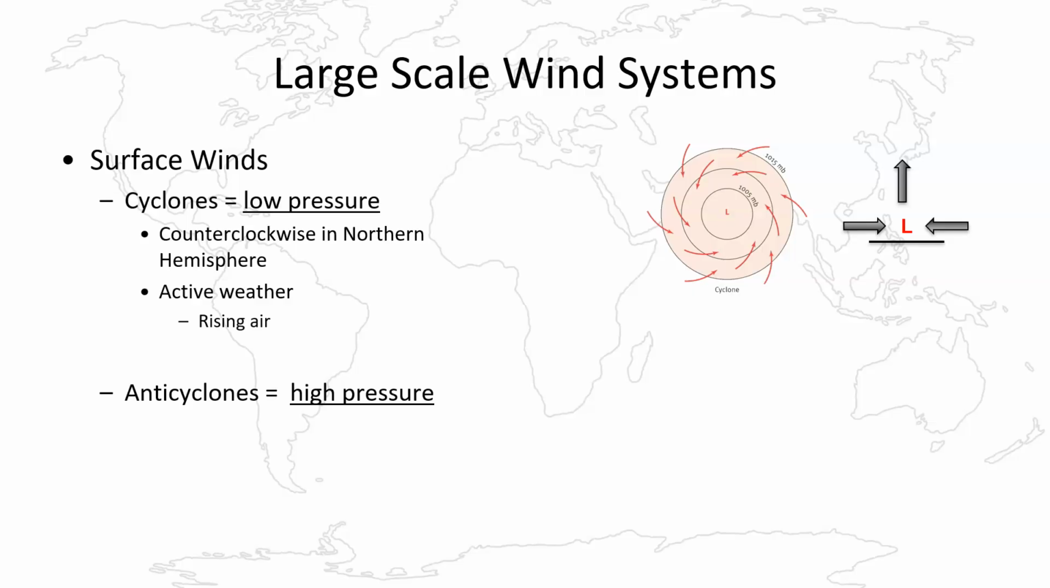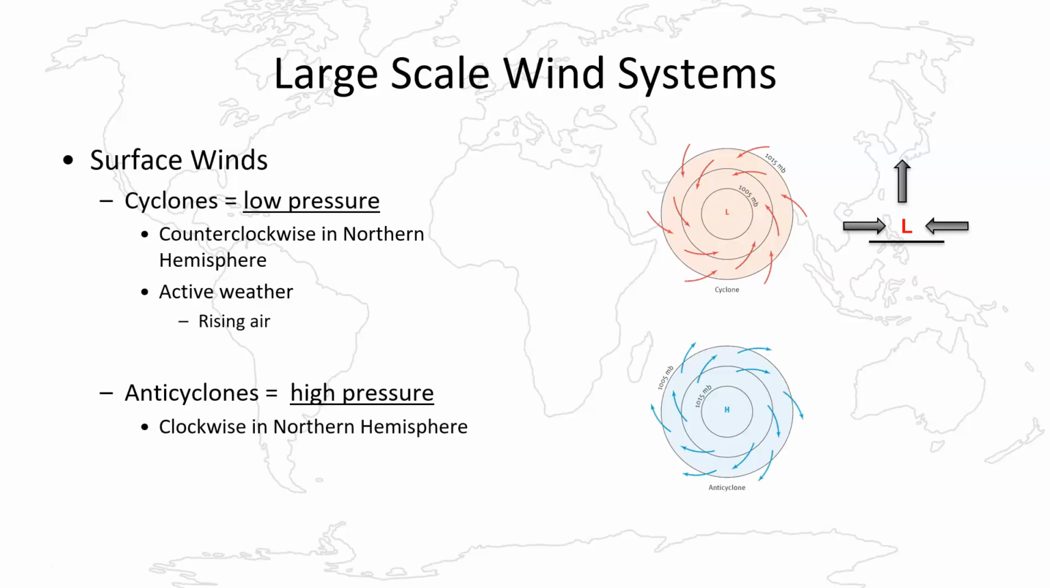The other type of surface ageostrophic wind system is an anticyclone. Anticyclones are just scientific names for high-pressure systems. These high-pressure systems in the northern hemisphere actually rotate or spin clockwise. Again, imagine air going from this center high pressure to the surrounding outside lower pressure. As it does this, the winds are going to be deflected partially to the right because of Coriolis.